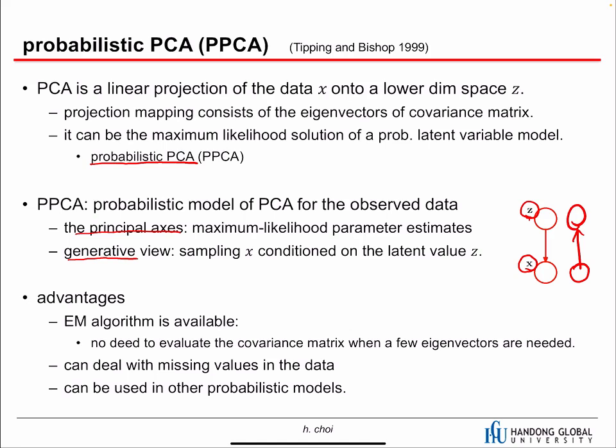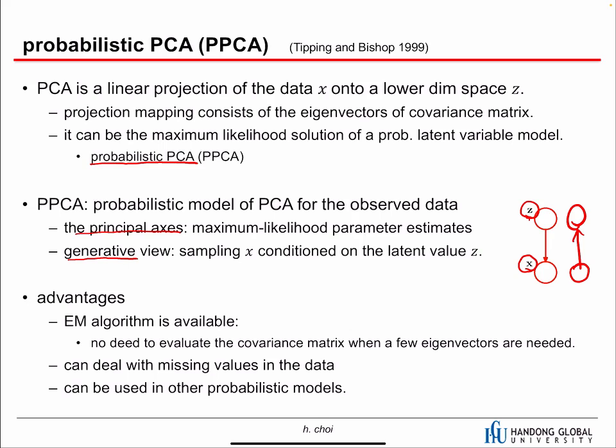So in PCA, X is given, then we want to find the dominant component Z. And if we formulate the PCA as a probabilistic model, then there are a couple of advantages. First one, we can use EM algorithms. So when we use the EM algorithm, then we don't need to evaluate the covariance matrix when a few eigenvectors are needed. When we use eigendecomposition, then we have to calculate the covariance matrix first, even when we need just a few eigenvectors.